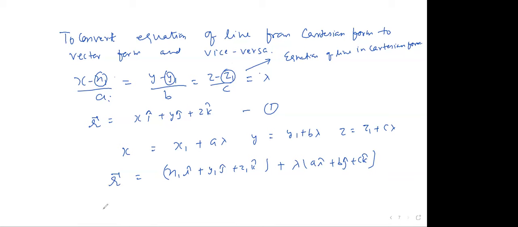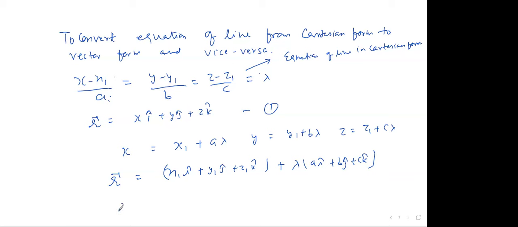First write the r vector. Then just take these three things and change their sign. If it is negative, then take positive. If it is positive, then take negative.